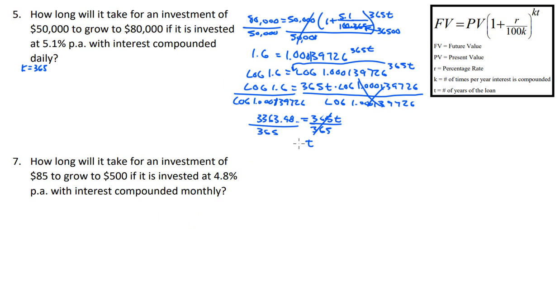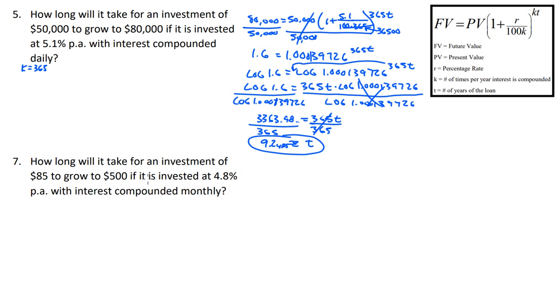and we get that t is going to equal, so we just take this answer and simply divide by 365, and we get 9.2 years about. So squiggles, 9.2 years is roughly how long that's going to take to grow from 50,000 to 80,000. Okay? All right, last one here, number 7.